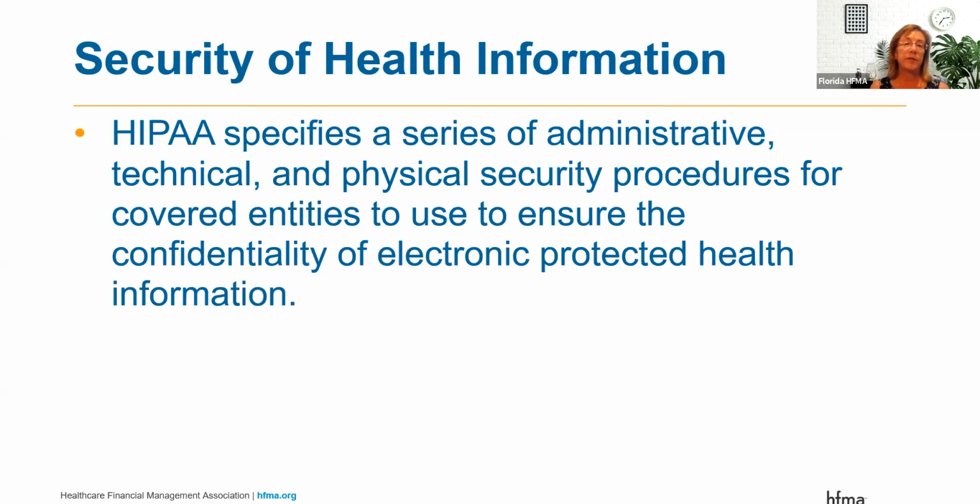HIPAA Title II required the Department of Health and Human Services to establish national standards for the security of electronic healthcare information. The final rule adopting HIPAA standards for security was published in the Federal Register, again, quite some time ago, back in 2003. This final rule specifies a series of administrative, technical, and physical security procedures for covered entities to use to ensure the confidentiality of electronic protected health information. The standards are delineated into either required or addressable implementation specifics. Again, as I said, no standardization in standards.